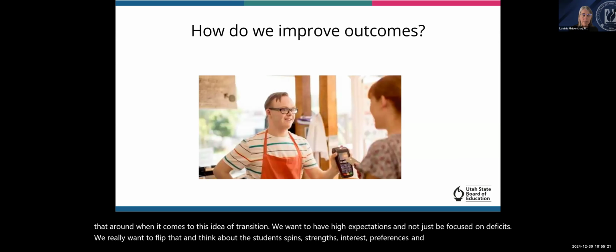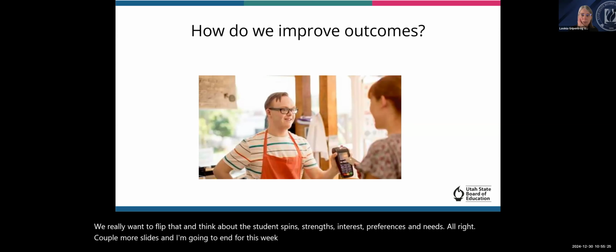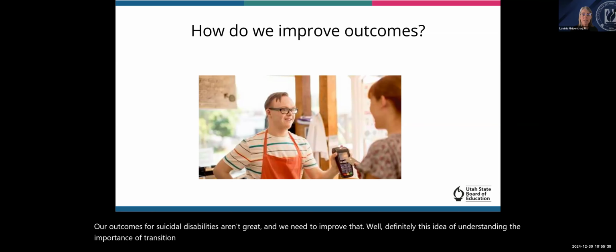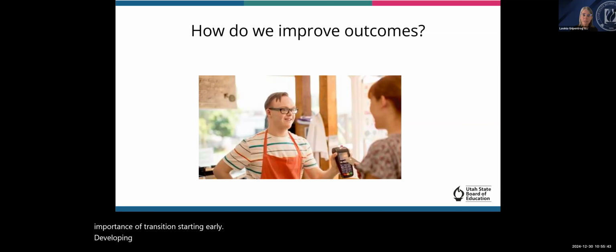All right. Couple more slides and I'm going to end for this week. But so how do we improve those outcomes, right? So we know that our outcomes for our students with disabilities aren't great, and we need to improve that. Well, definitely this idea of understanding the importance of transitions, starting early, developing quality plans, individualized plans for students is really, really important. And all of that kind of starts with the law.